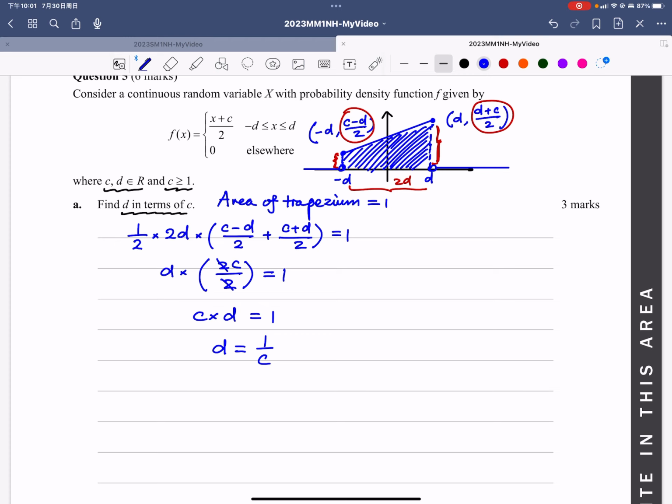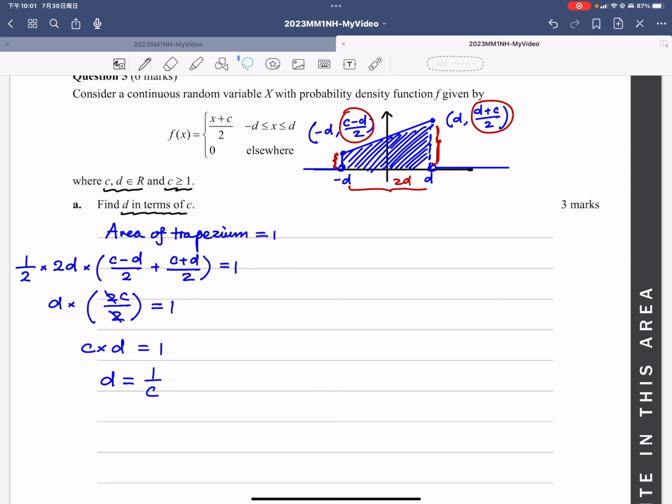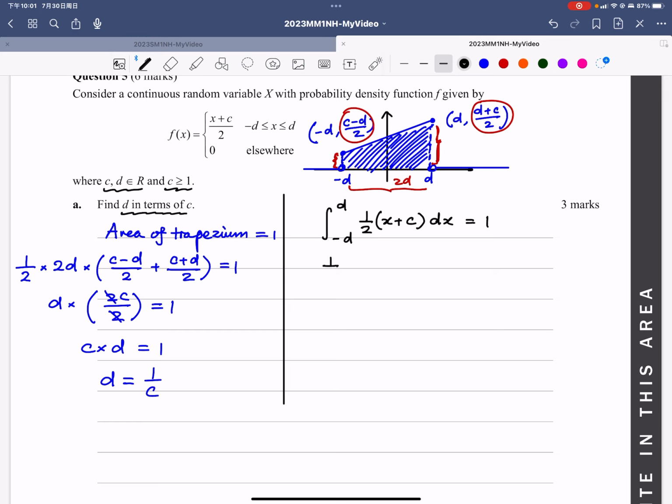Ooh, 3 marks. Okay, right. This is one possible method. Let me just use another method to verify if it's true. If I do the integration from minus d to d of (half x plus c) dx equals 1, I will get a quarter (x plus c) squared, evaluated between minus d to d, equals 1.